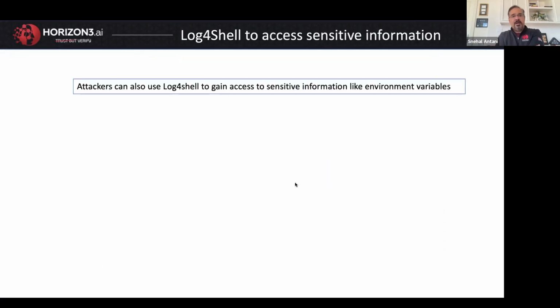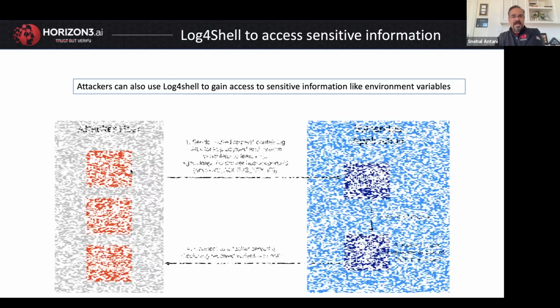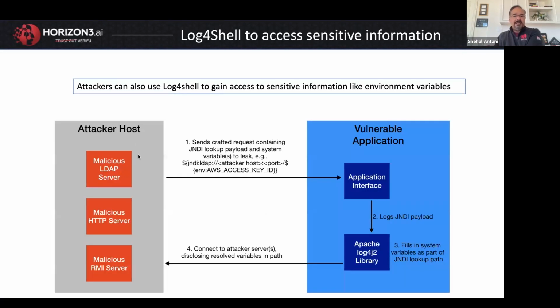The other thing that Log4shell can be used for is to gain access to sensitive information like environment variables. So when you think of a slight modification to that attack flow, an attacker is going to send that malicious payload, that JNDI string, and they're going to put in additional parameters that are looking for likely environment variables that they can pull from. In this case, the AWS access key ID is an environment variable name that is commonly found, and that is going to trigger the log server to log that statement.